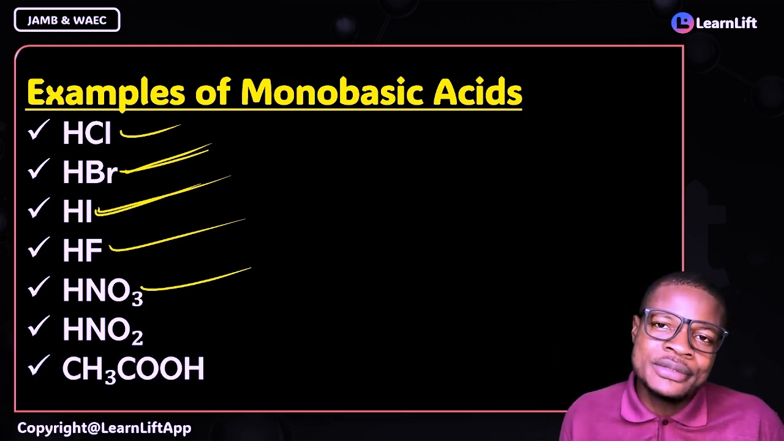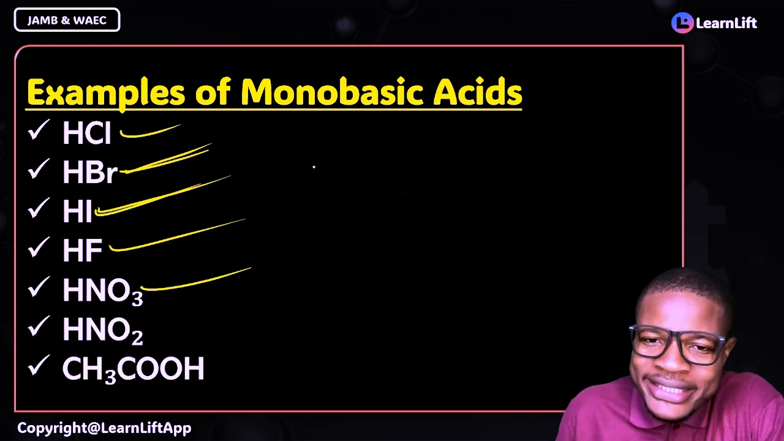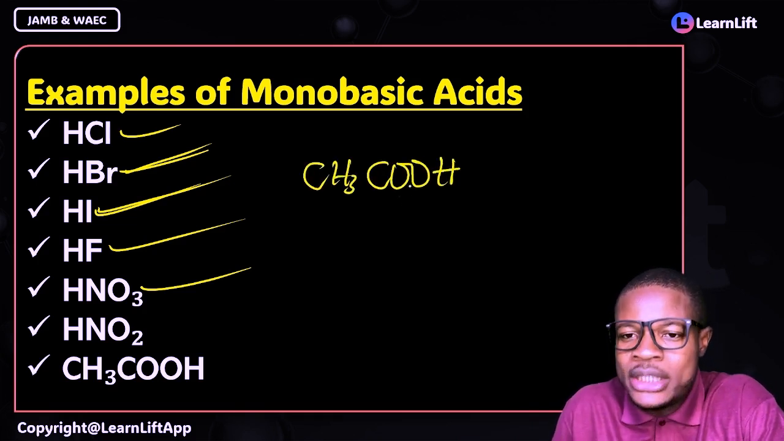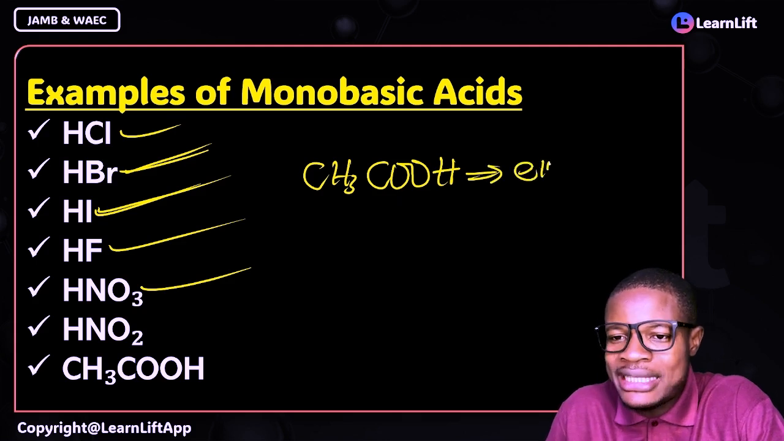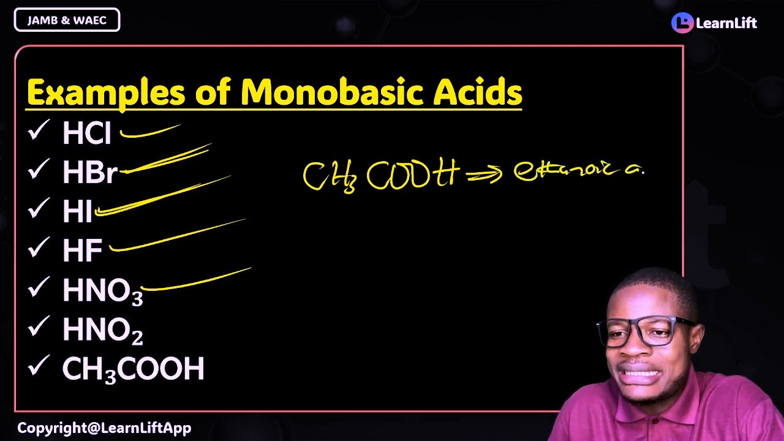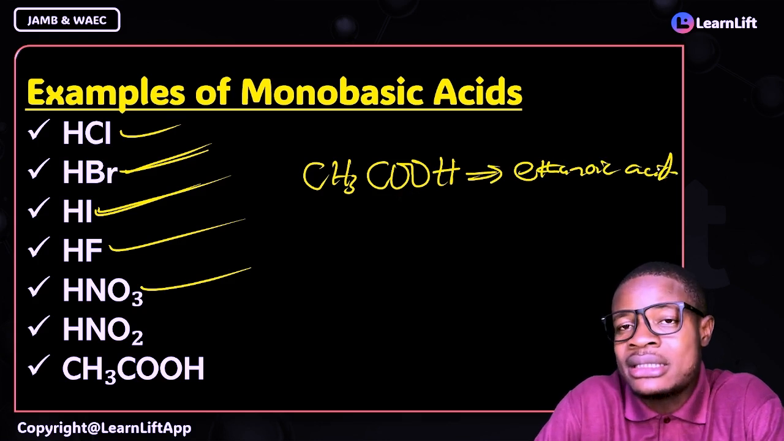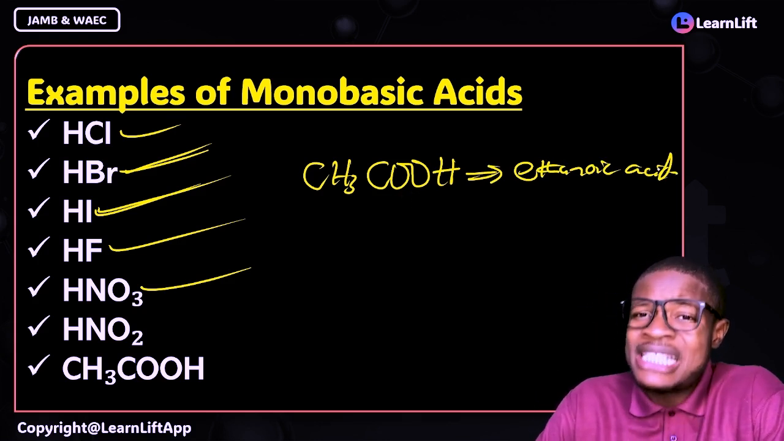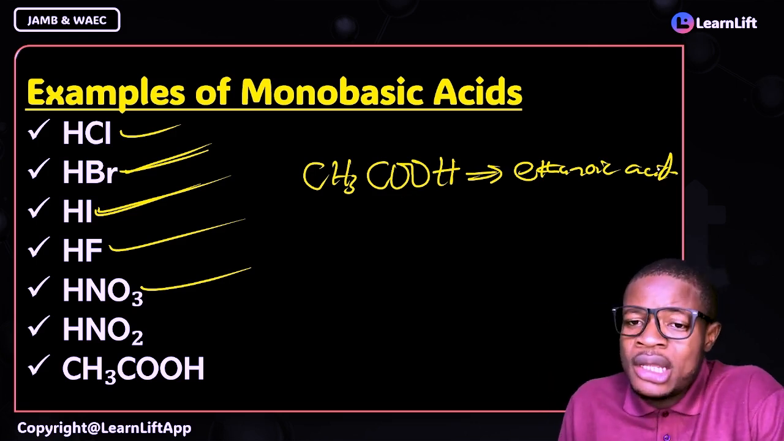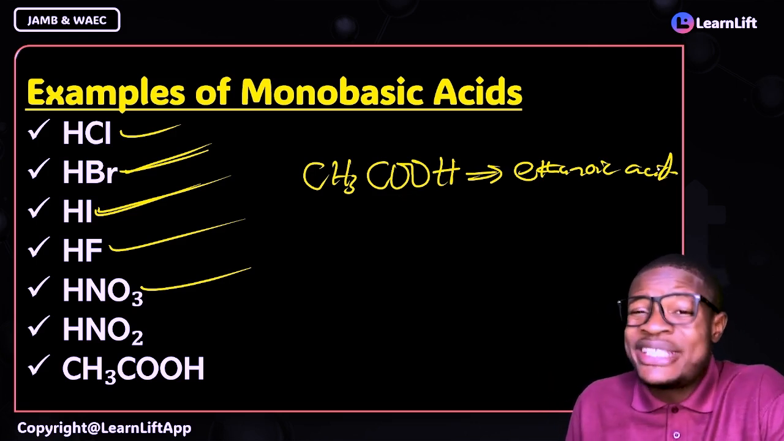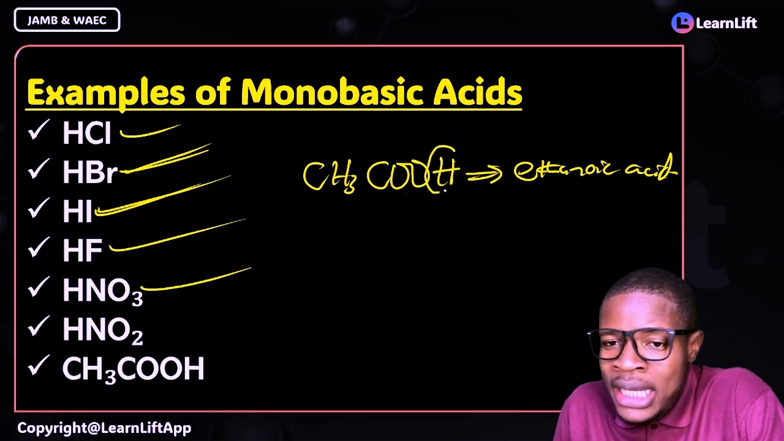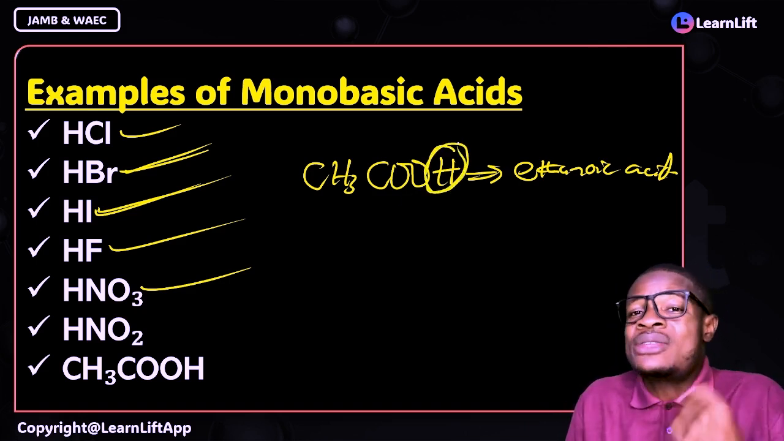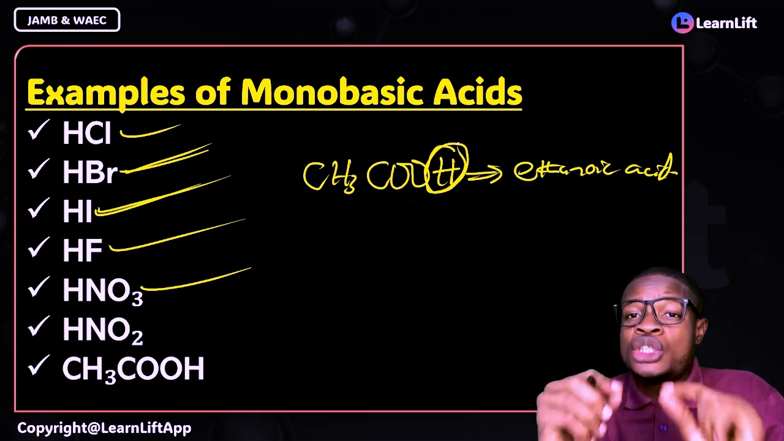And then now look at this. Pay attention to this. This here is your CH3COOH, right? What is this called? It is called your ethanoic acid. Now, ethanoic acid, what is the basicity of ethanoic acid? This is a constant JAMB question. The basicity of ethanoic acid is 1, because it is only one hydrogen that will dissociate when it reacts with water, or when it dissociates on its own.